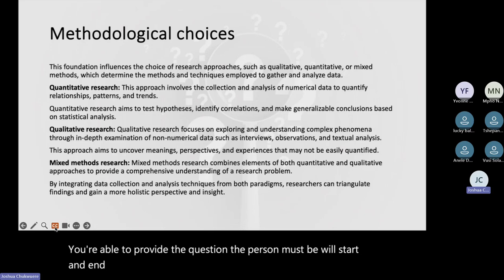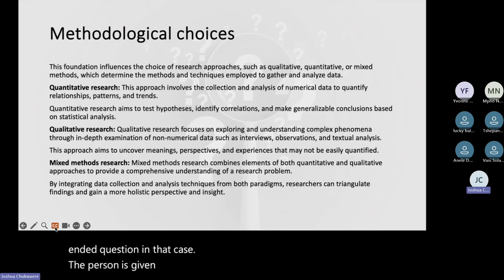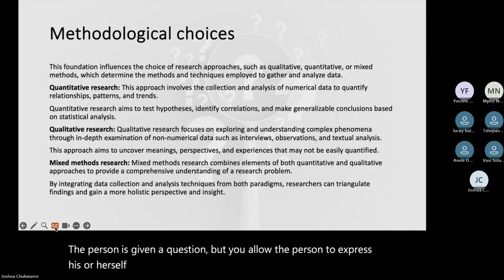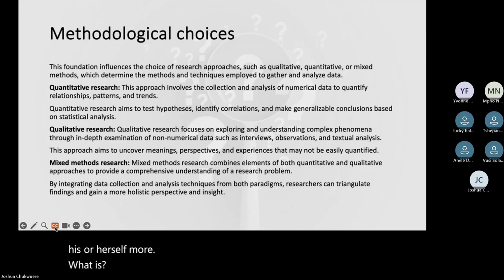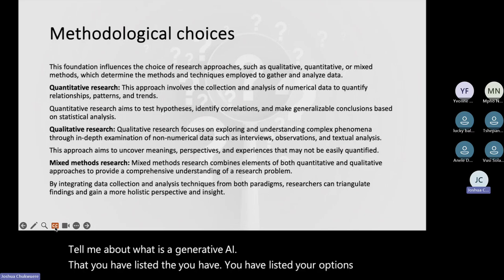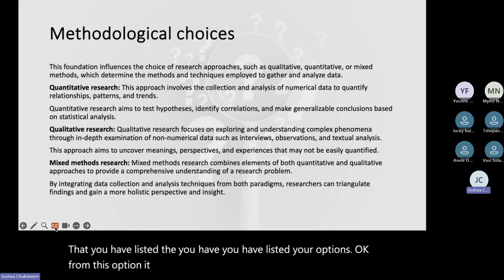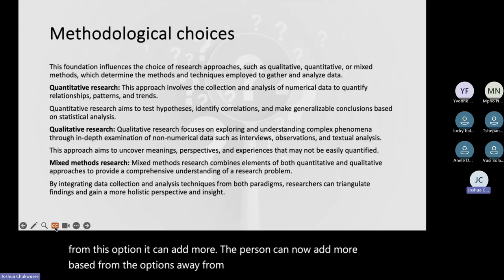However, there is another part of this. It can be an open-ended question. In that case, the person is given a question, but you allow the person to express his or herself more. For example, tell me about what is generative AI? You have listed your options. Okay, from this option, you can add more. The person can now add more, away from the options you have provided.